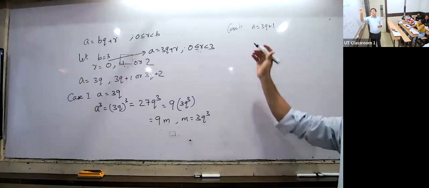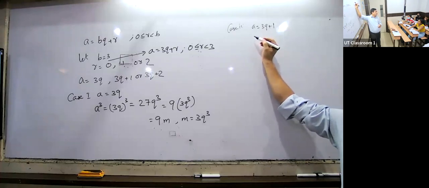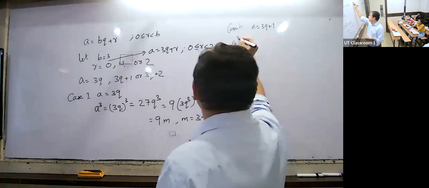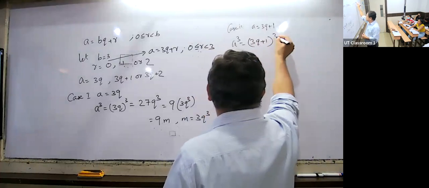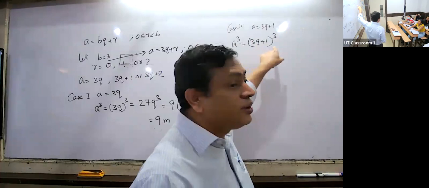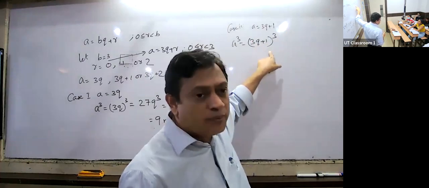Okay. So case 2 is what? A is equal to 3q plus 1. What do you have to find out? The cube of that number. That is A cube. A cube is equal to 3q plus 1 the whole cube. Okay, this much is okay. Now you have to expand this one. This is also from what? A plus b the whole cube.